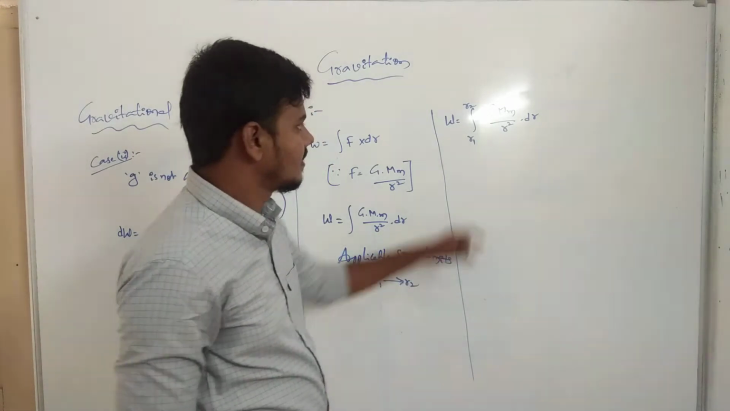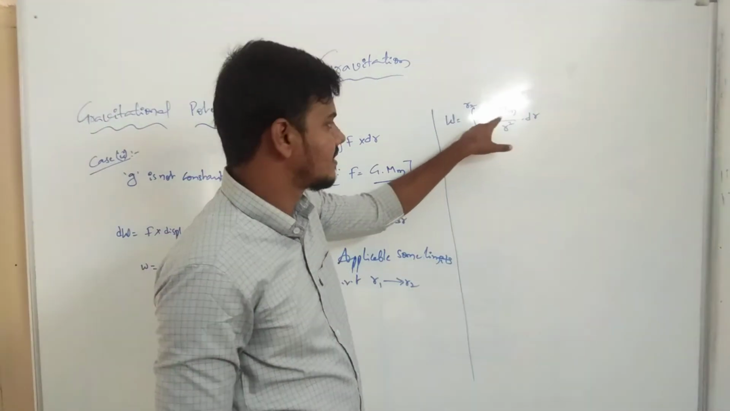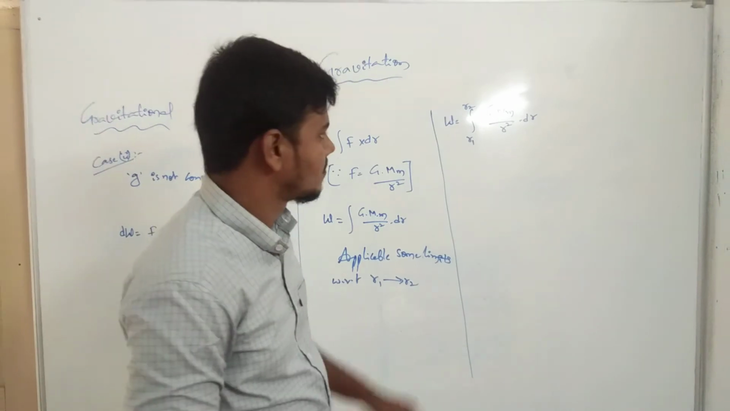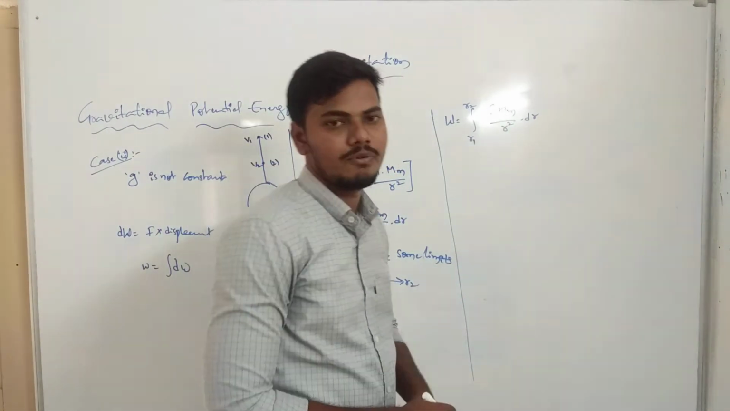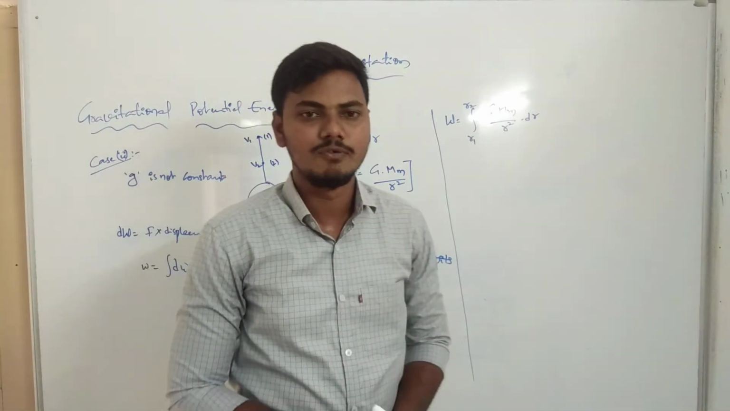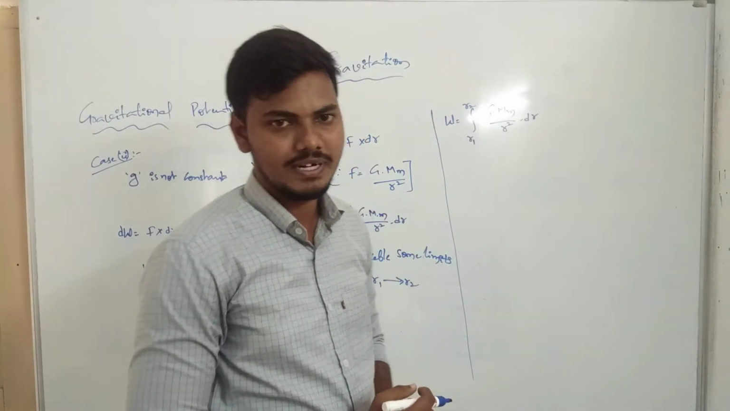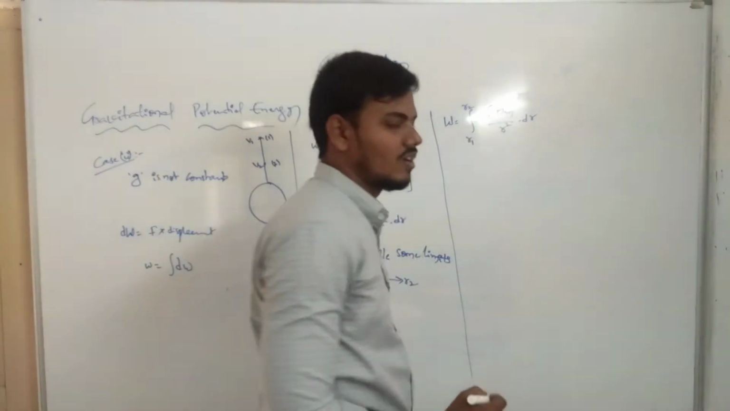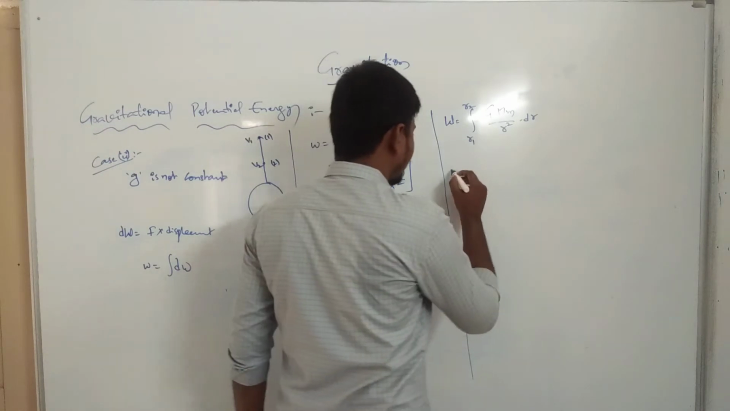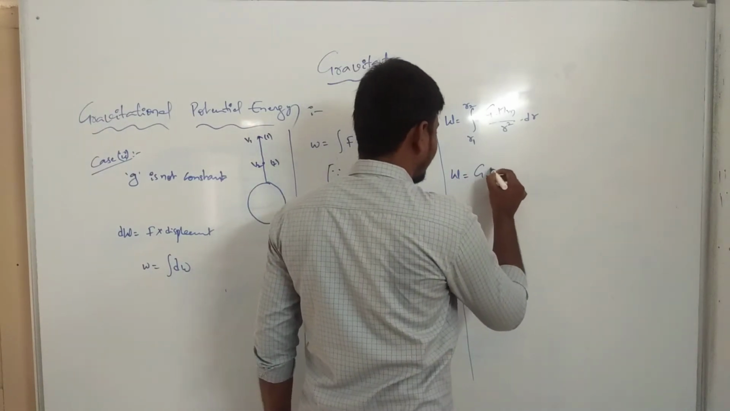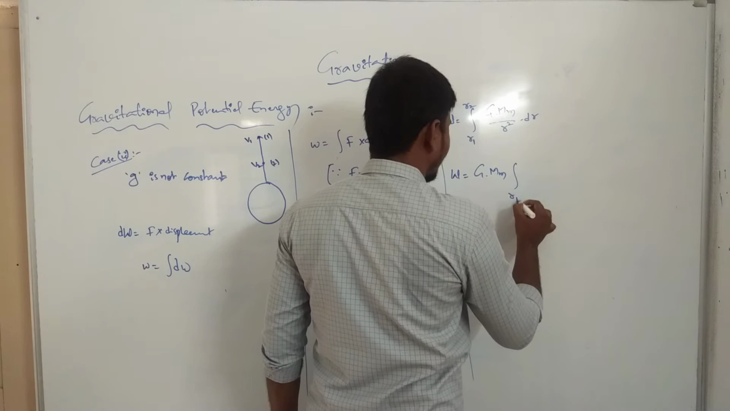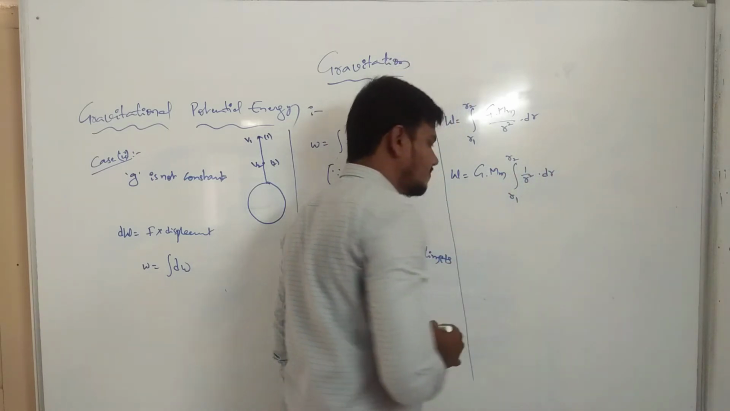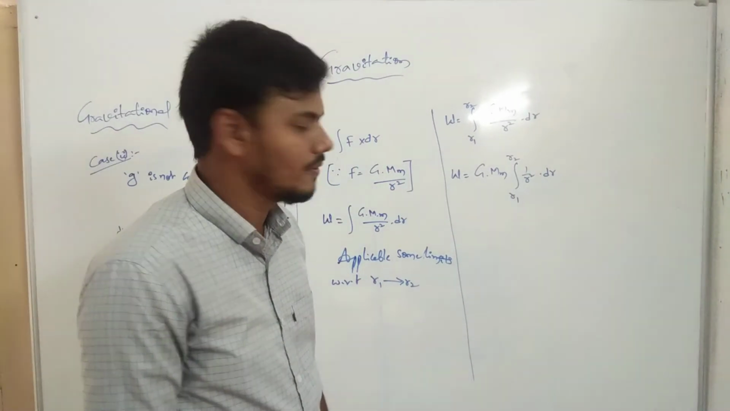Since we can take numerical values, G is 6.67 into 10 to the power of minus 11 Newton meter square kg to the power minus 2. And for the mass of the body, for example, m is equal to 1 kg. Those masses and the G value are constants we can take out. Now W is equal to capital G, capital M, small m, integration from R1 to R2 of 1 by R square into dr.